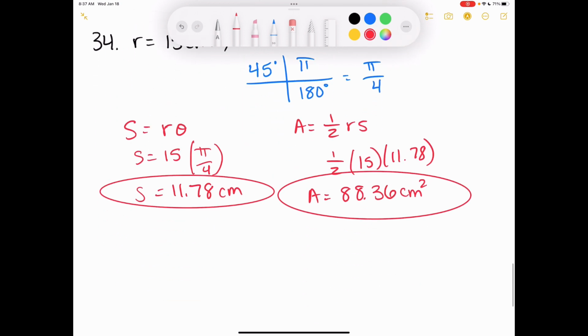Let's see. The next one says to evaluate the trig function using a calculator if necessary. If it's a value that we've already filled in on the unit circle, you need to just use the unit circle and give me the exact value off there. I'll show you what I'm talking about in a second.